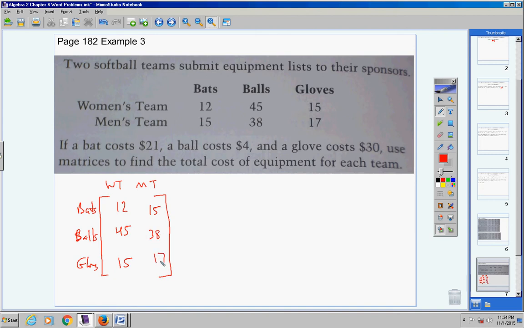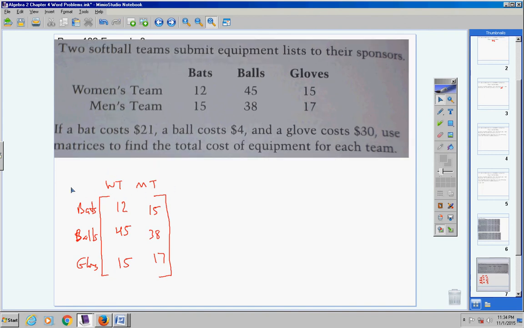You're probably thinking, Mr. Earhart, you can't do it this way because you have to take row times a column. And how are we going to do this? We got bats. This isn't going to work. Well, hold on. I see what you're saying, but I'm just trying to get you to think outside the box, okay?